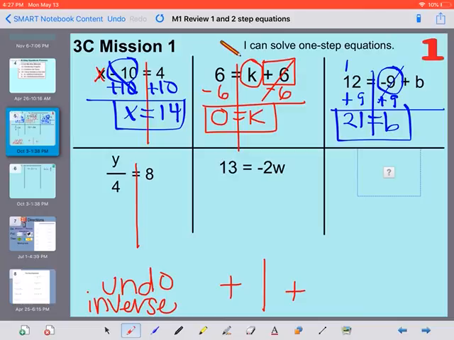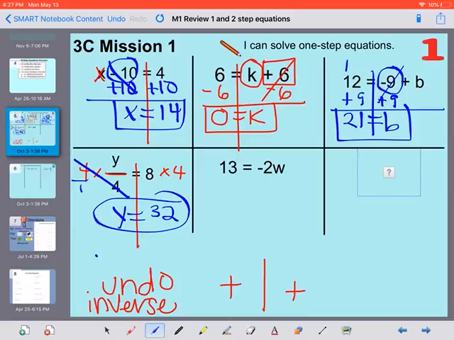Second row here, this means y divided by 4, so the opposite of dividing is multiplying. Multiplying by 4 on both sides. Now for some reason people find this one tricky, but this is really a 4 on the bottom, so they cancel out, and we just have y over 1, or just y, and 8 times 4 is 32. You can use a calculator if you want.